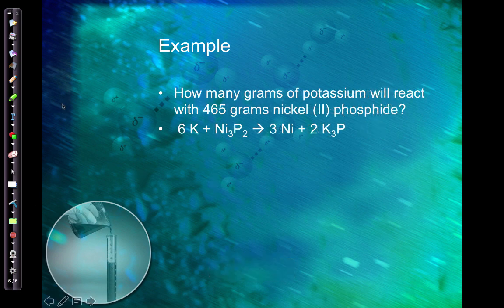All right, so how many grams of potassium will react with 465 grams of nickel 2 phosphide? So the nickel 2 phosphide is this. I have grams of this, and I'm going to grams of potassium. So again, I have to go through the mole. Anytime you want to go from one substance to a different substance, you have to go through the mole.